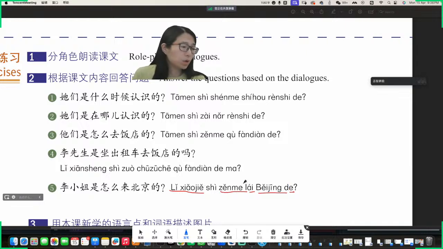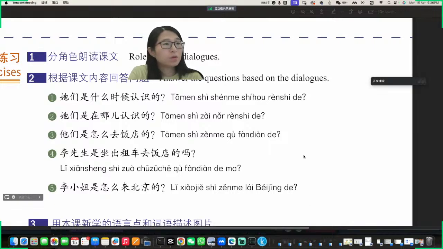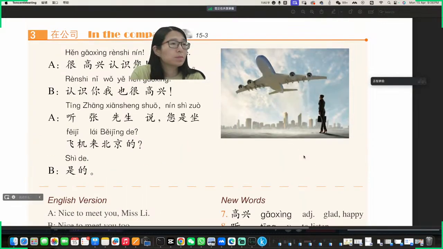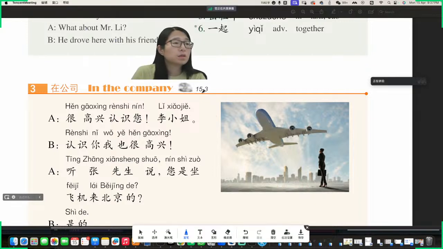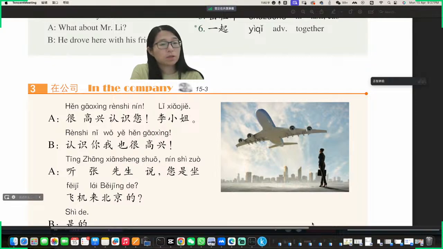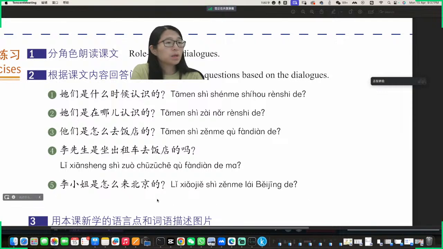Miss Lee, how did she come to Beijing? Now let's find the keyword, the key person. It's Miss Lee, 李小姐. Where is Miss Lee? Miss Lee is here. 很高兴认识您，李小姐。认识你，我也很高兴。听张先生说您是坐飞机来的。是的。Here we find the way, 坐飞机, take an airplane. So how to answer this question? 李小姐是怎么来北京的? 她是坐飞机来北京的. Clear, guys?